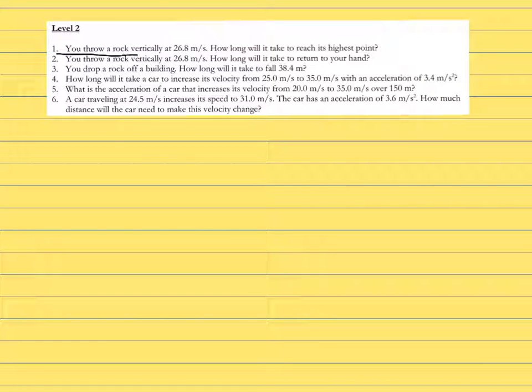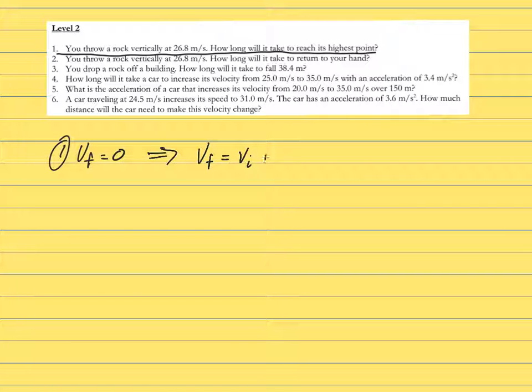This one's tricky because you have to know its highest point, VF equals 0, which leads me to VF equals VI plus GT. Final is 0. Initial is 26.8 meters per second minus 9.8, and that is multiplied by t.